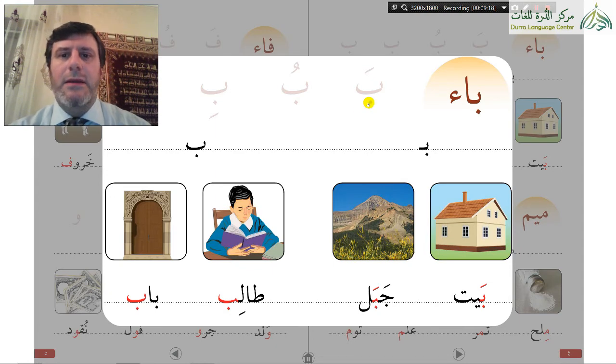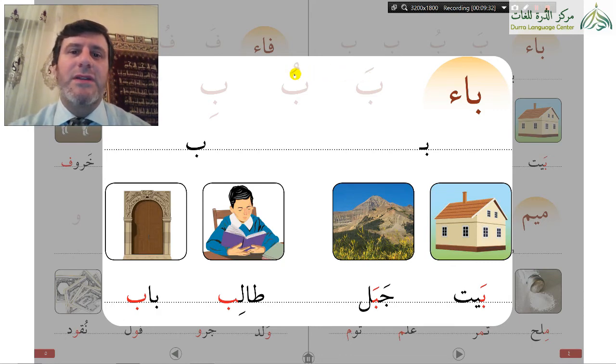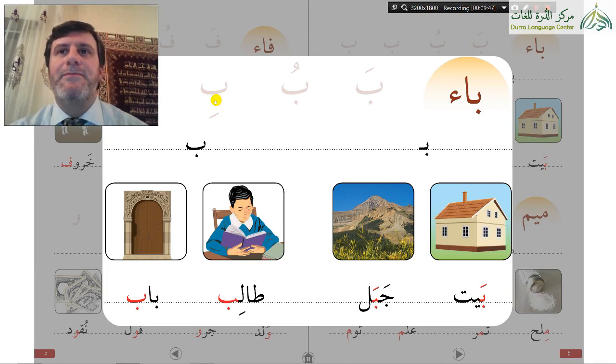First one is ba. This we call fatha. Fatha, ba, ba. Okay. Then we have this dhamma, bu, bu. And we have what we call kasra, bi. And when we have no formation here, this is sukoon.